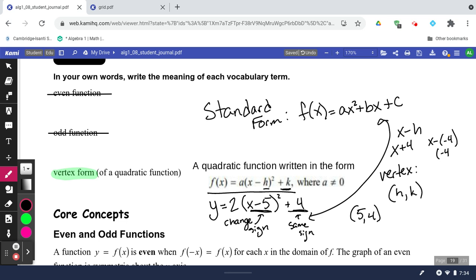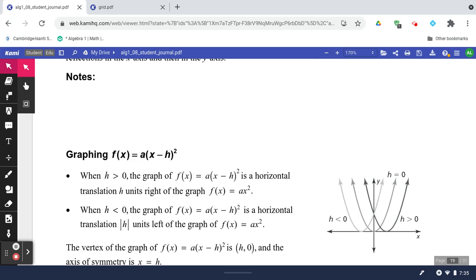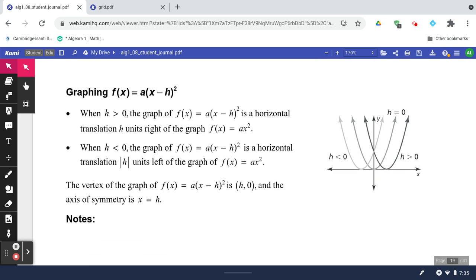Then the method of graphing is really the same as what we did before. We want to find the vertex, which is now much quicker if we have it in this form, and we're still going to plug in different values. We're going to put those values on the graph. Okay, so let's go through in a little bit more detail. We're skipping this even odd stuff.